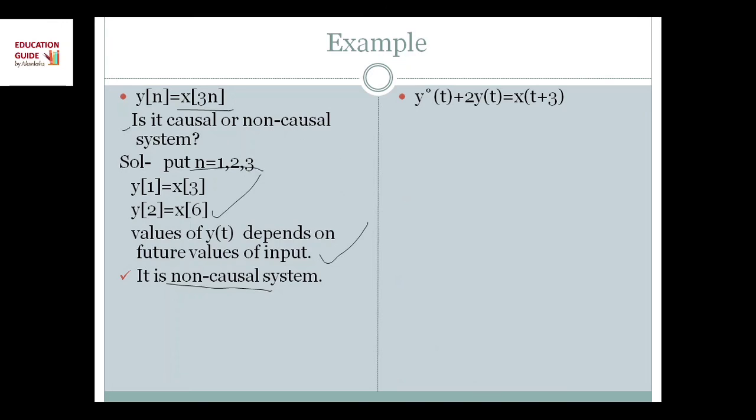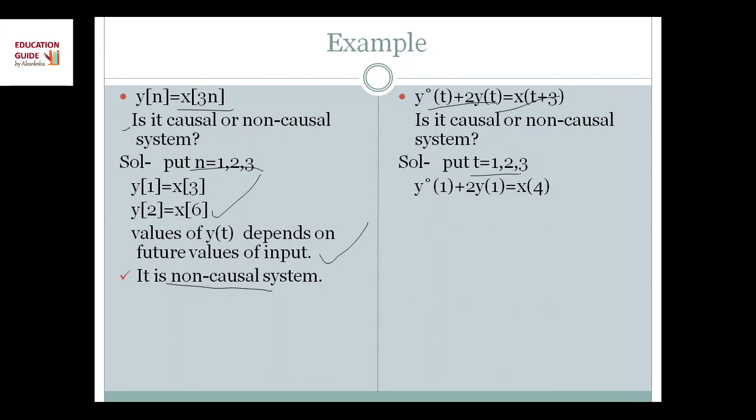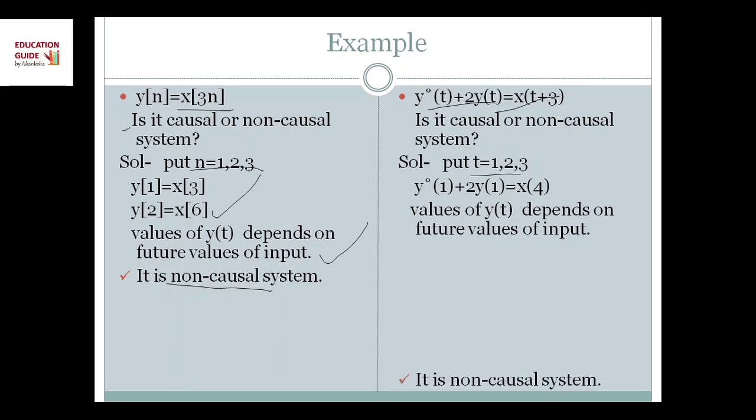Next example is y'(t) + 2y(t) = x(t + 3). Is it a causal or non-causal system? Put t = 1, 2, 3. y'(1) + 2y(1) = x(4). Values of y(t) depend on future values of the input. So it is also a non-causal system.